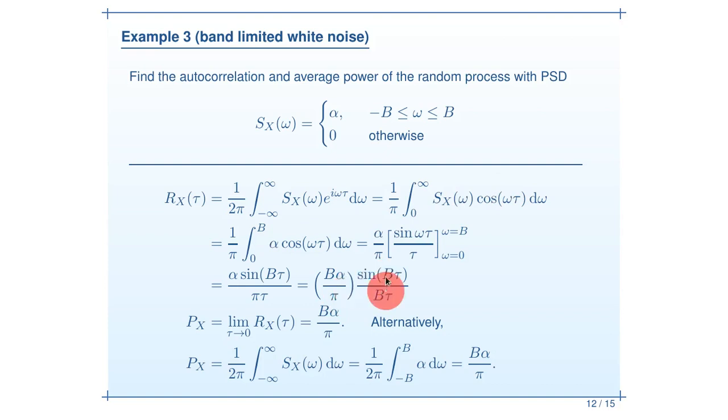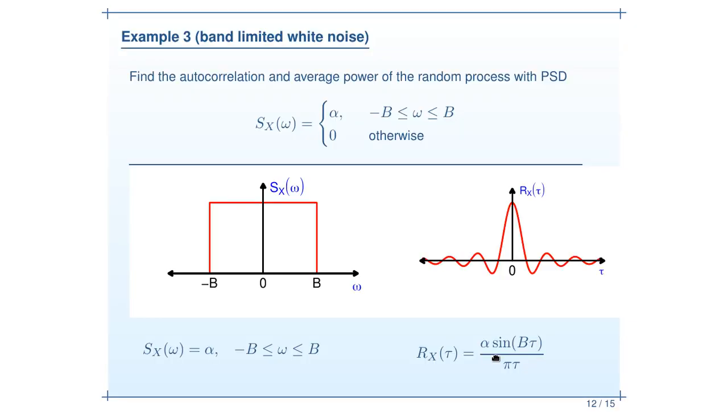you will get something like this. Again, there is a sinc function here. The autocorrelation is a sinc function. And once you have the autocorrelation, you can calculate the power also by letting tau tend to 0 in Rx tau. So this is the power. You can also calculate the power by integrating the power spectral density. You will get the same result. This is the graph. This is the band limited white noise.